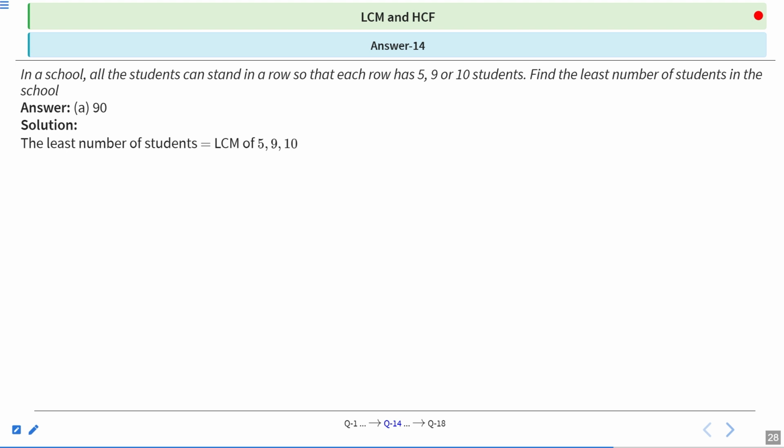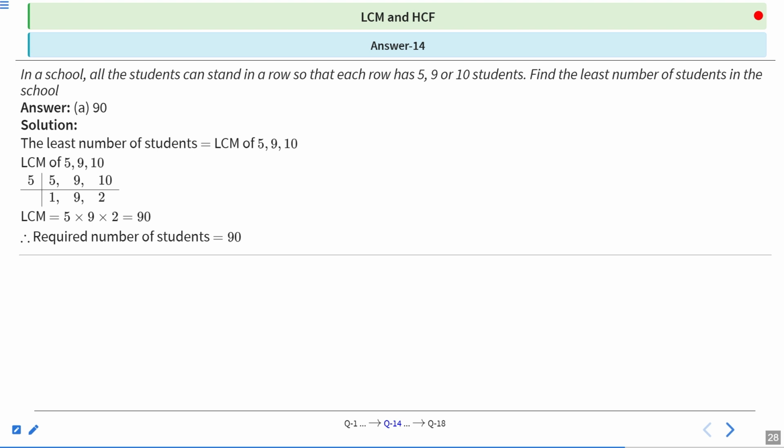The least number of students should be the LCM of 5, 9 and 10. Using the long division method, we are going to find the LCM of 5, 9 and 10. Dividing first by 5, we get 1, 9 and 2. So the LCM is going to be 5 into 1 into 9 into 2, that is 90. 9 fives are 45, into 2 is 90. So the required number of students is 90. Option A is the correct answer.